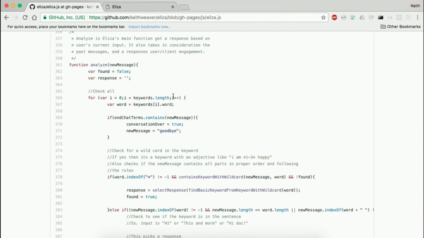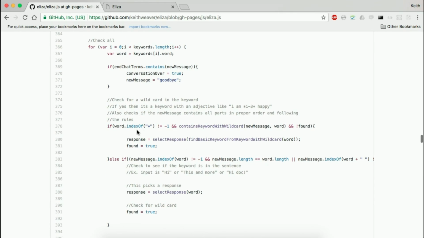So if I say "I am extremely happy," it would look for the wildcard first, and then if that doesn't exist, it'll look for "I am happy." Essentially what it does is here: varc gets the keyword, checks if the word is contained, checks if the word is one of the ending words, and then it says goodbye.